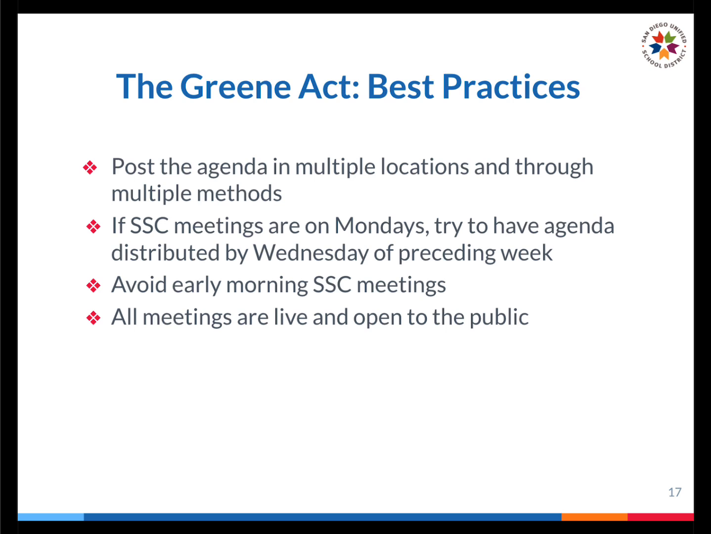There are several Green Act recommendations for SSCs. First, post the agenda in multiple locations and through multiple methods. Second, if the SSC meetings are held Mondays, try to have the agenda distributed by Wednesday of the preceding week. We recommend avoiding early morning SSC meetings. And finally, make sure that all meetings are live and open to the public.